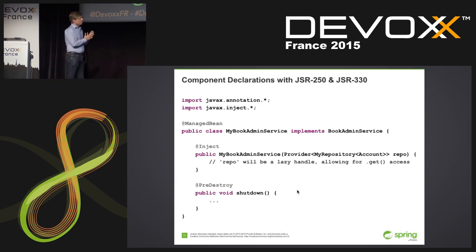JSR 250 and JSR 330 are basically standard specifications from the JCP, living in the javax namespace, and they've been supported in Spring for many years now. So just showing it here that components can also be declared this way. You can even use the @ManagedBean stereotype at the type level, not using the Spring component stereotype model, but using a standard non-composable annotation in the form of ManagedBean here.